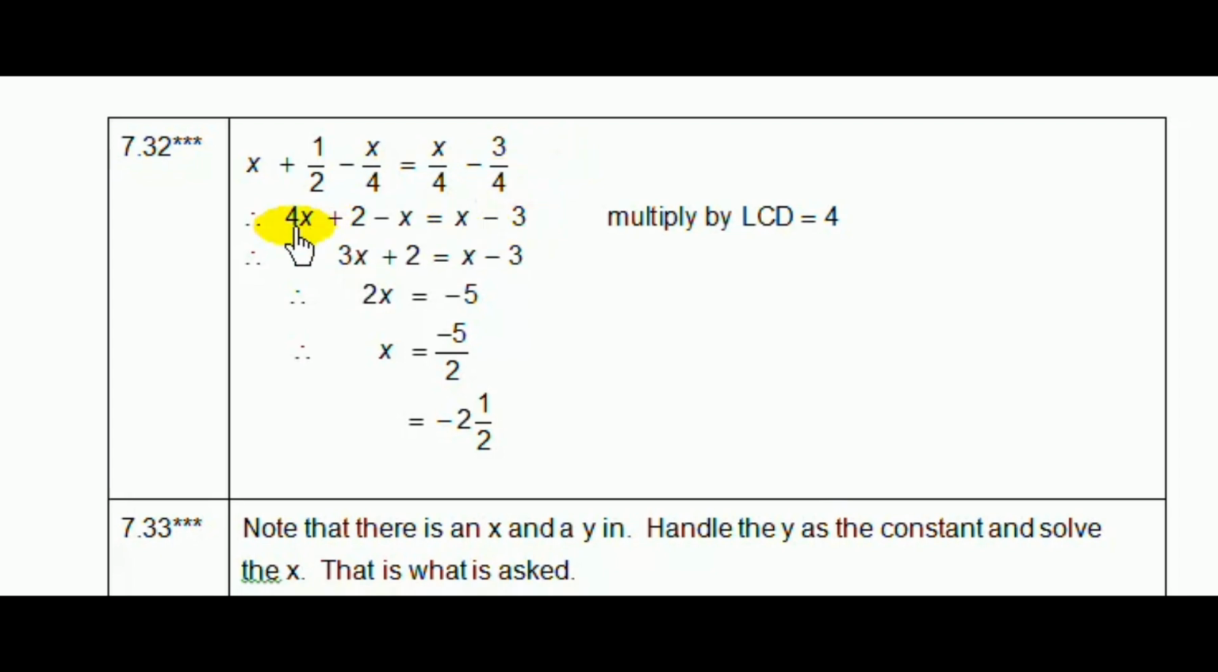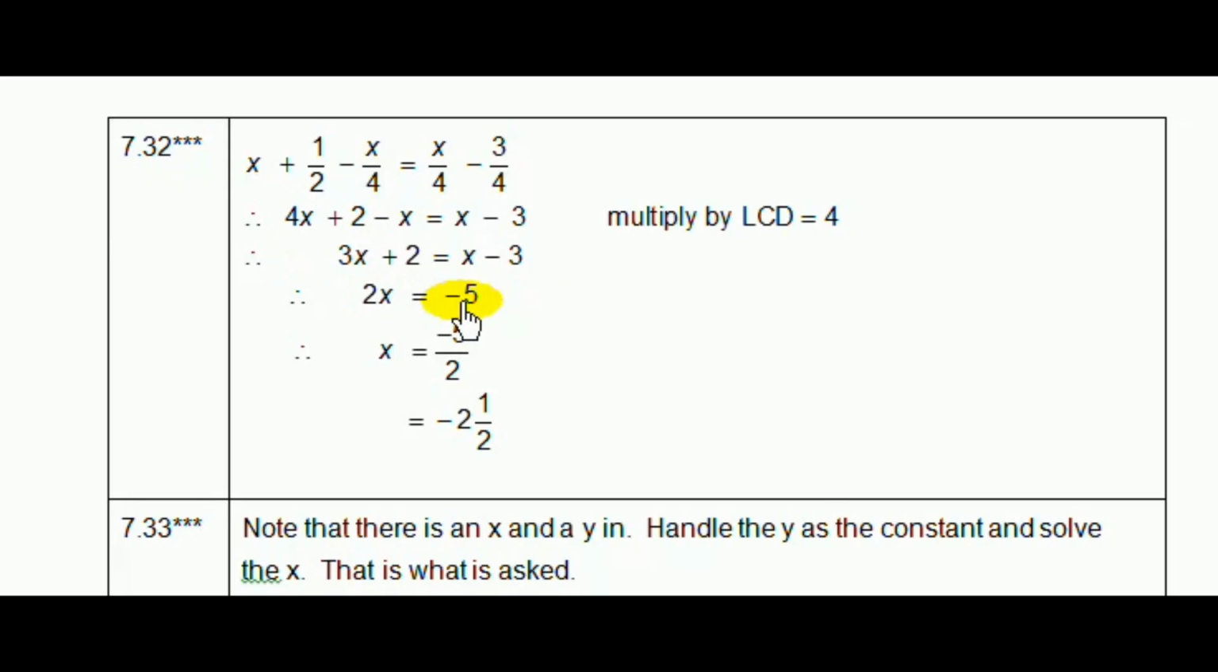Now you can simplify a little further because 4x minus x is 3x. 3x plus 2 on that side and x minus 3 on that side. Then get rid of the x on that side. All the x's got to go together. So take away that x there. Minus 3 is left there. The x went to that 3x there, subtracting it there. And the 2 is subtracted on that side to give you that minus 5.